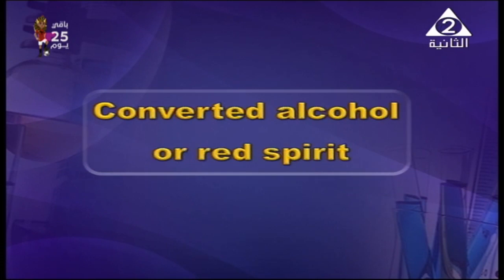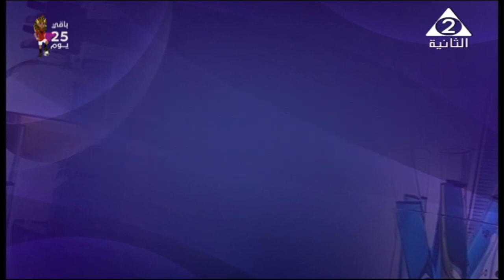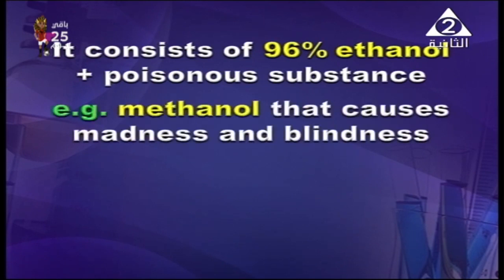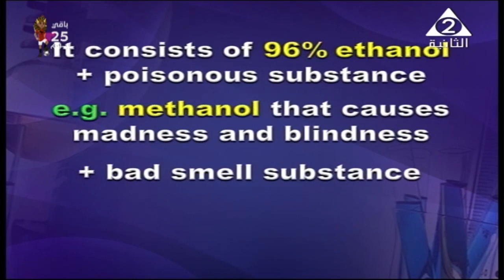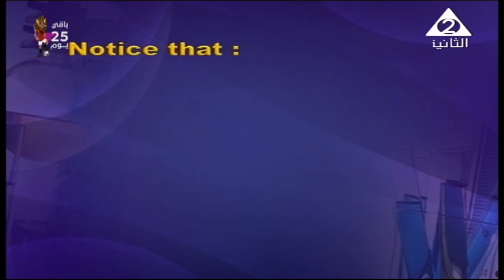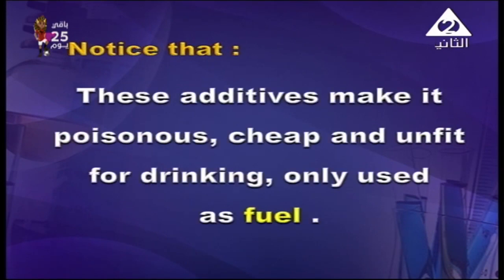Now we are going to discuss denatured alcohol or red spirit. It consists of 96% ethanol plus poisonous substances, for example methanol, that causes madness and blindness, and a bad smell substance is produced. Here, my dear student, the contents of this type of alcohol, which is called denatured alcohol or red spirit, contain mainly ethanol and other additive substances: poisonous methanol, bad smell pyridine, and also coloring dye. My dear student, notice that these additives make it poisonous, cheap, and unfit for drinking, only used as fuel.